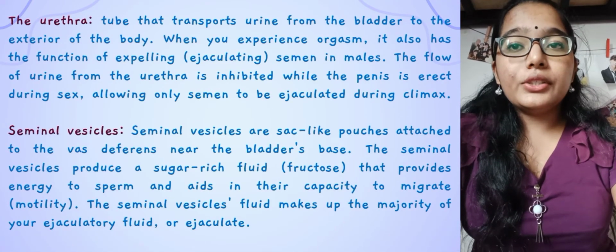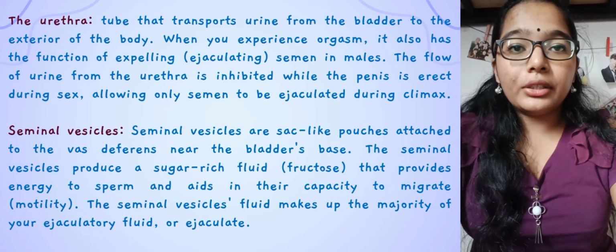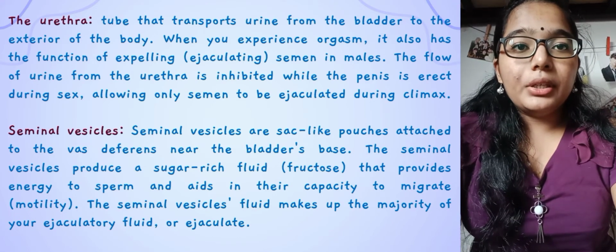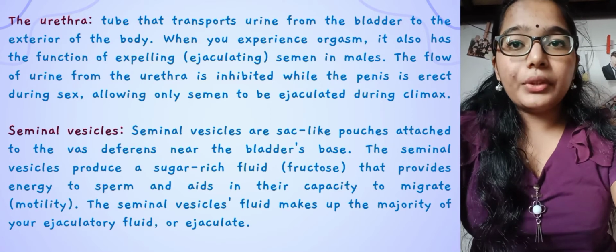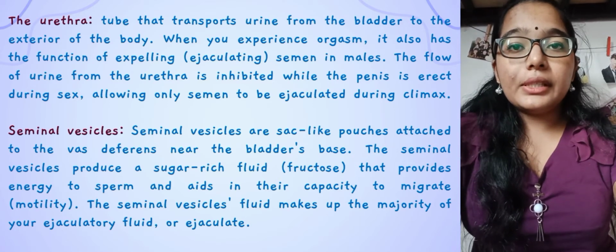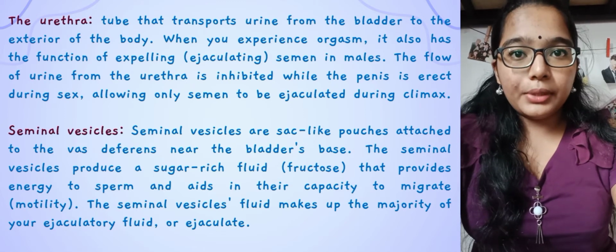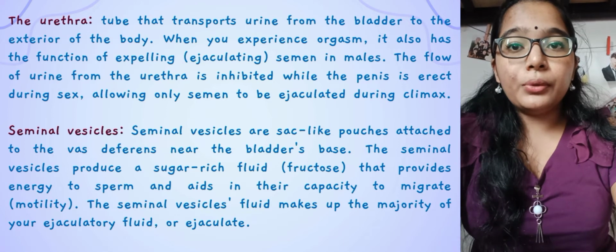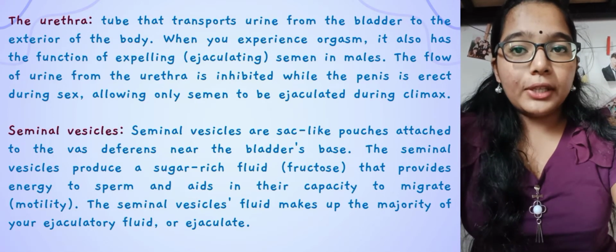Then it is urethra. Urethra is a tube that transports urine from the bladder to the exterior of the body. When you experience orgasm, it also has the function of expelling semen in males. Next, seminal vesicles are sac-like pouches attached to the vas deferens near the bladder base. The seminal vesicles produce a sugar-rich fluid that provides energy to sperm and aids in their capacity to migrate.